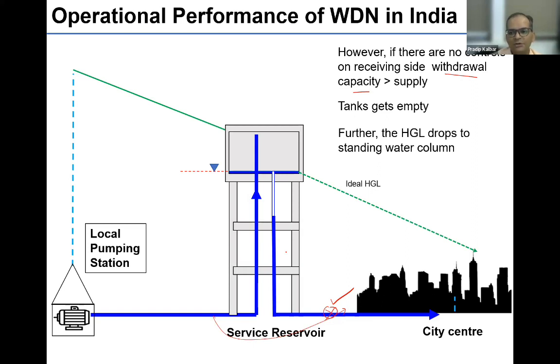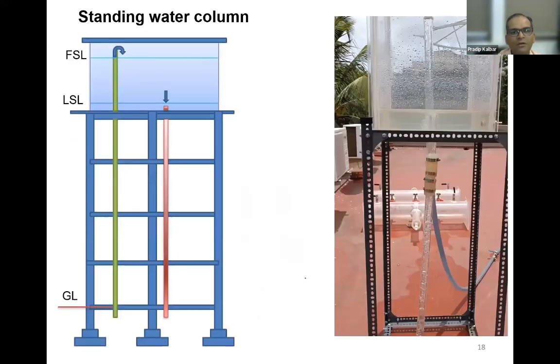So further, the HGL drops to the standing water column. I'll explain the concept of standing water column that we have introduced. So the actual operating level is somewhere in between, somewhere which needs to be determined. It is not as per what is written in the design. So this is one experiment we did to show what happens to the standing water column.